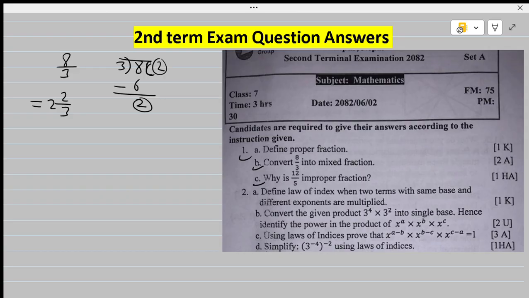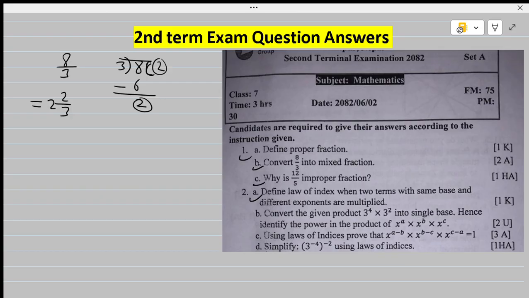And our number C: why is 12 by 5 an improper fraction? So it's an improper fraction, and why is it so? Here the numerator is greater than its denominator, so that is the reason for which this fraction is an improper fraction. So you say here 12 by 5 is an improper fraction since the numerator is greater than its denominator, or reversely you can say since the denominator is lesser than its numerator, it is an improper fraction.